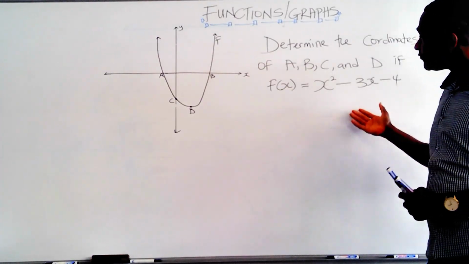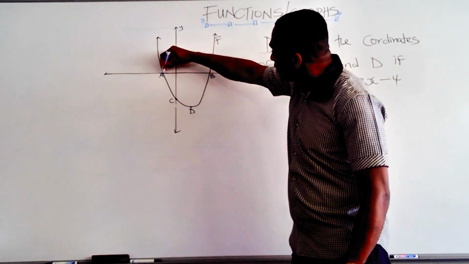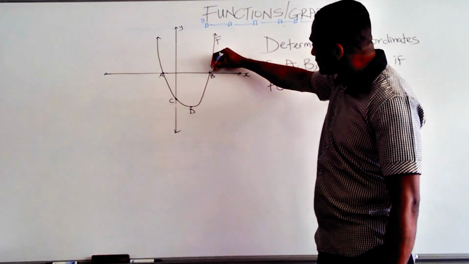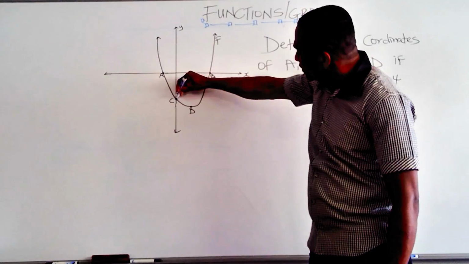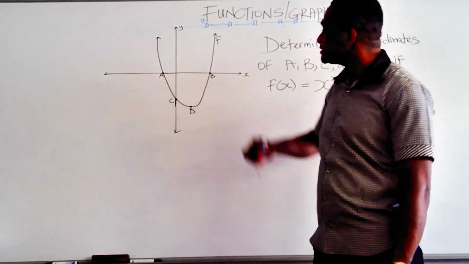Now, the equation of the graph was given. Let's see the graph here. A touches this graph at this point. B is here. C is at this point. And our D is at this point.